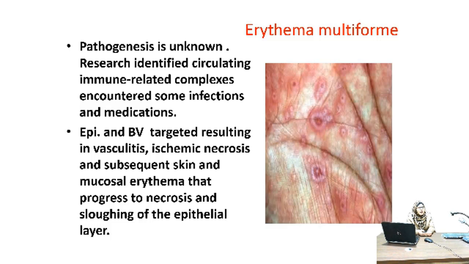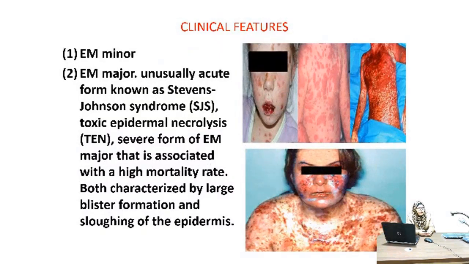Epithelial cells and blood vessels are the target of this disease, resulting in vasculitis, ischemic necrosis, and subsequent skin and mucosal erythema that progress into necrosis and sloughing of the epithelial layer. Clinically, there will be minor and major erythema multiforme. Usually, the acute form of erythema multiforme is called Stevens-Johnson syndrome, and another manifestation is toxic epidermal necrolysis. This severe form of erythema multiforme major is associated with a high mortality rate, and both are characterized by large blister formation and sloughing of the epidermis.